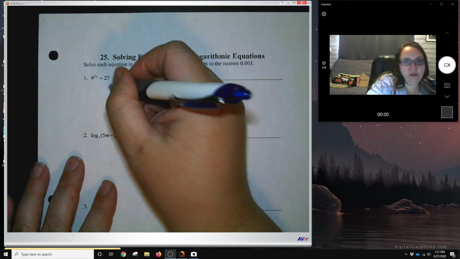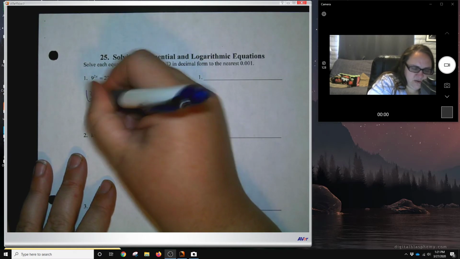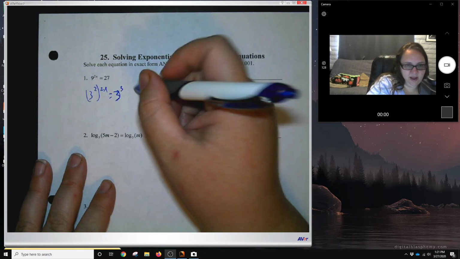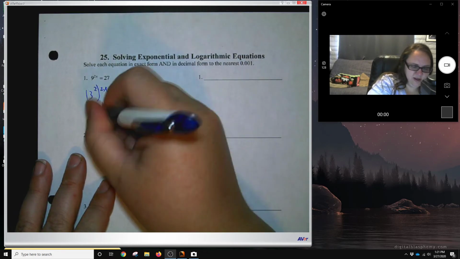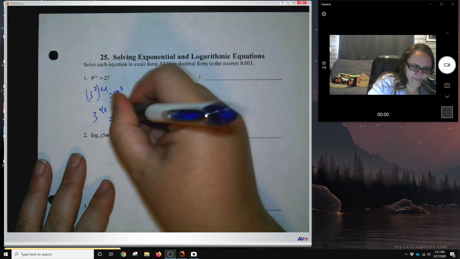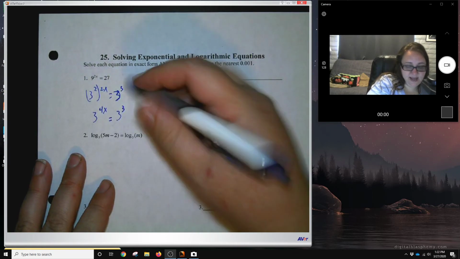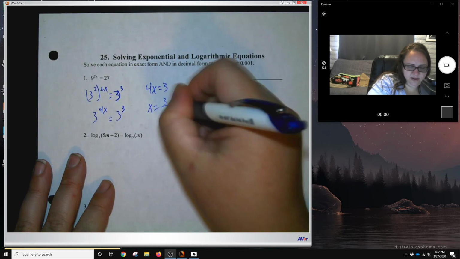So here, both 9 and 27 can be written as base 3. 3 to the 2, to the 2x, equals 3 to the 3. Now you could have absolutely used logs on this and done log base 9 of 27 equals 2x. You would have gotten the same answer. But now that we have the same base, I can say 4x equals 3 and x equals 3/4.